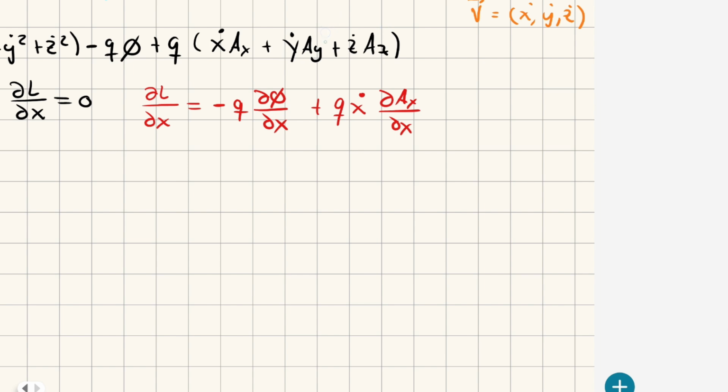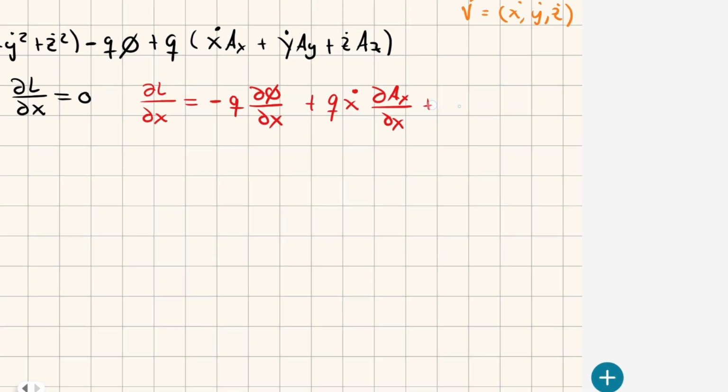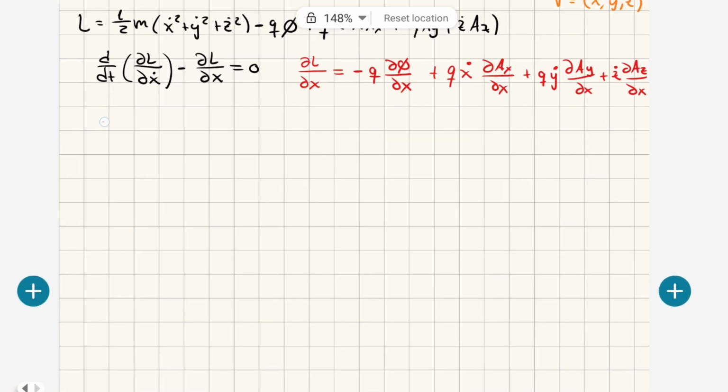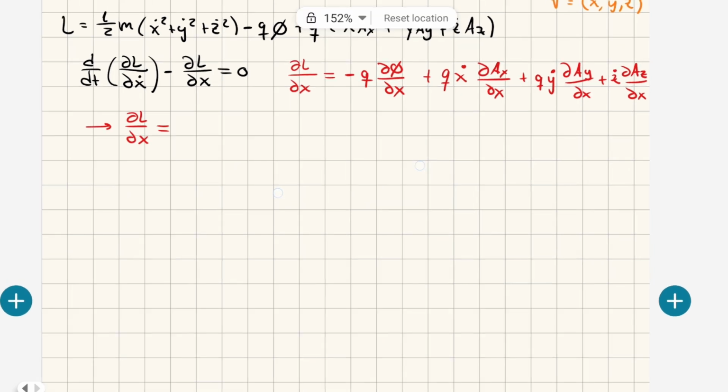Look that Ay also depends on x, so that means that we will have here plus q y dot, the partial of Ay with respect to x, and plus z dot, the partial of Az with respect to x. Okay, perfect. So with this, we can set that the partial of L with respect to x is going to be, what is it going to be?